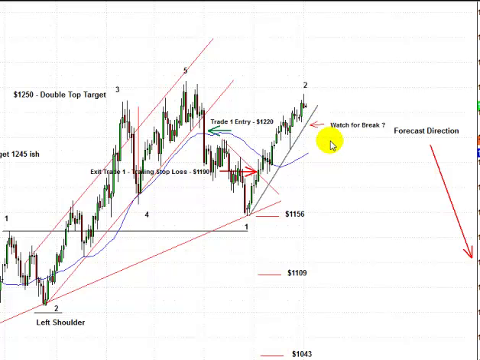But of course there's a little bit of market to unfold, including the non-farm payrolls out of the US on this Friday night. That's tomorrow night, so we'll watch with interest to see what happens there.